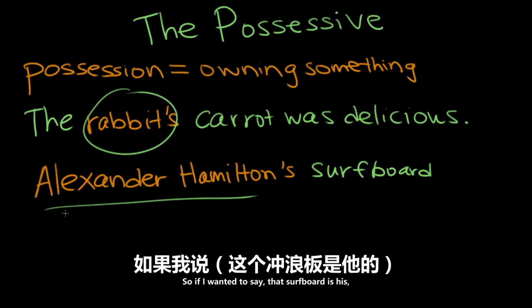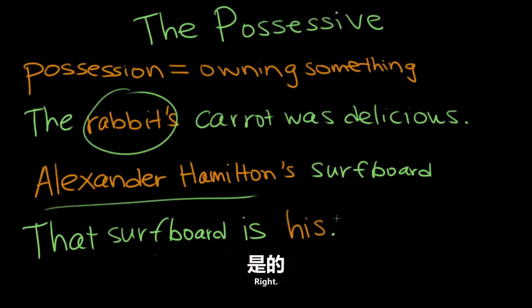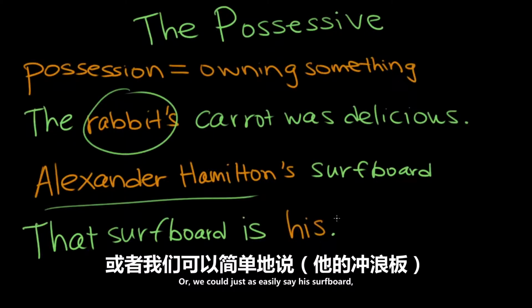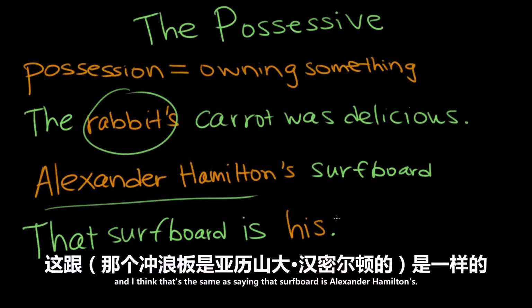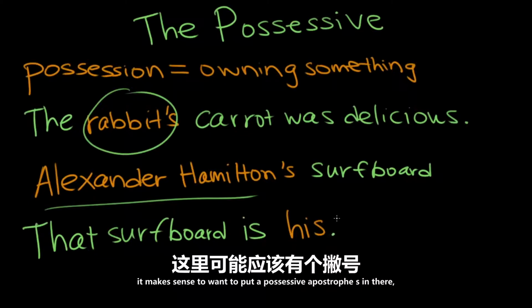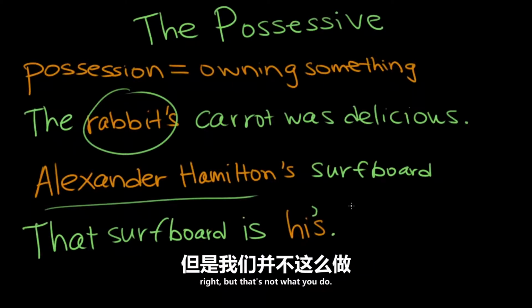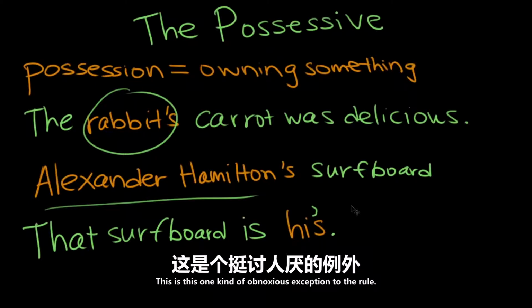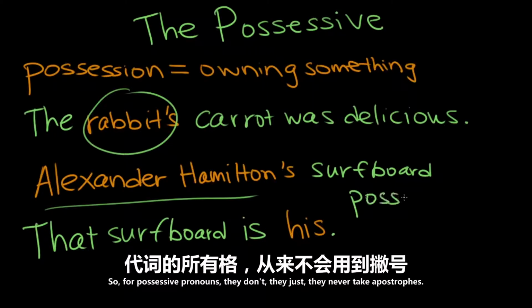So if I wanted to say that surfboard is his, there's no apostrophe in there, right? Right. Or we could just as easily say his surfboard. And I think that's the same as saying that surfboard is Alexander Hamilton's. And you can see that it makes sense to want to put a possessive apostrophe S in there, right? But that's not what you do. Right. This is one kind of obnoxious exception to the rule. So for possessive pronouns, they never take apostrophes.